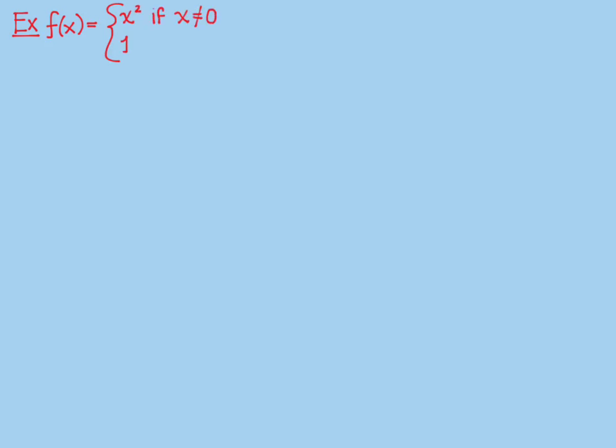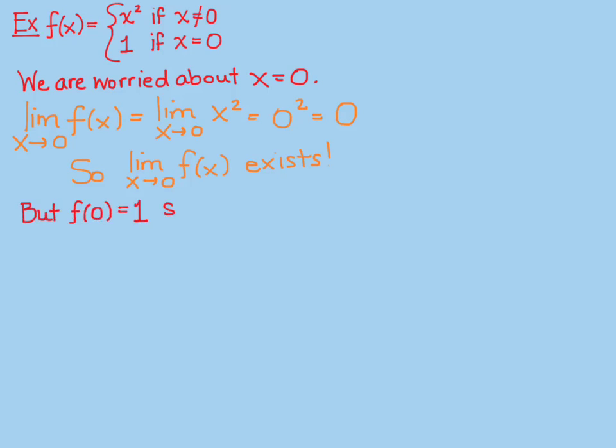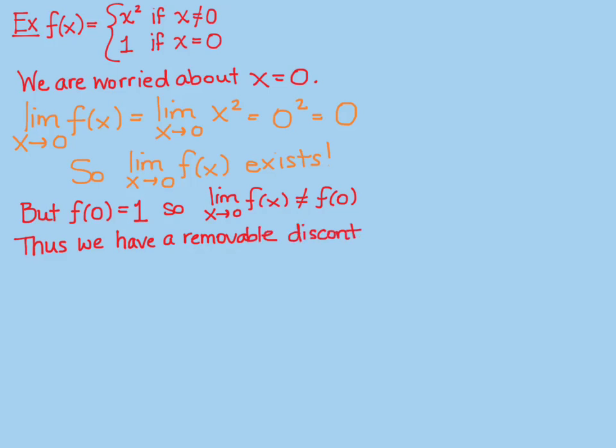Let's look at another example. Here we have f of x equals x squared if x is not 0 and 1 if x is 0. And we're worried about x equals 0 because that's where we're gluing two functions together. So we take the limit as x goes to 0 of f of x, and we see that we get 0, but if we try plugging in f of 0, we end up with 1. So the limit does not equal f of 0, and so once again we have a removable discontinuity.